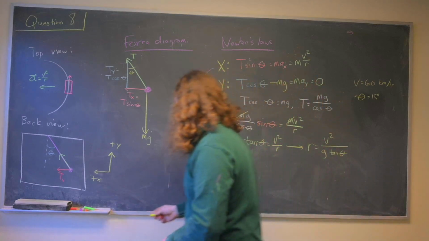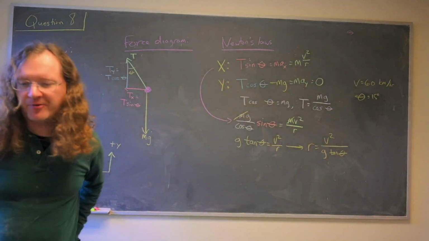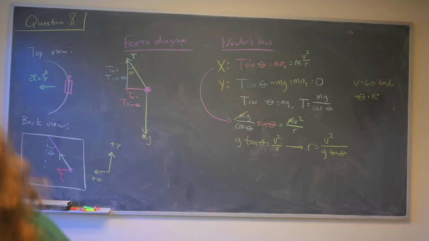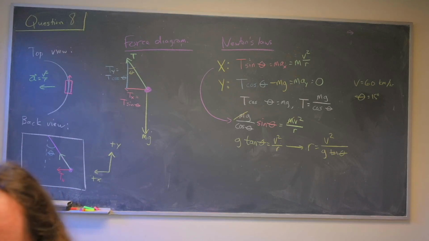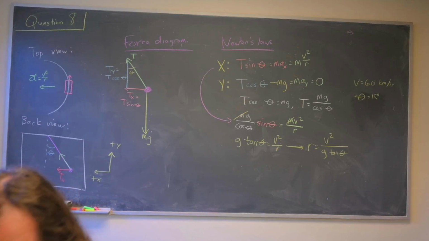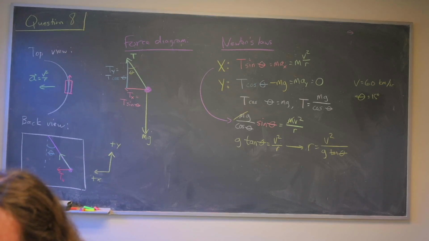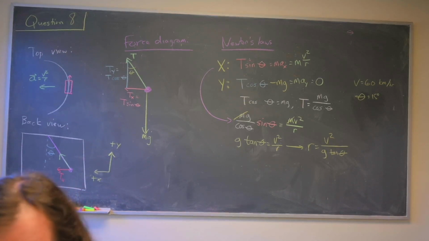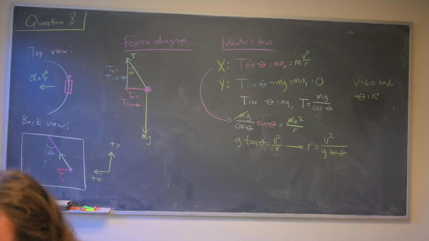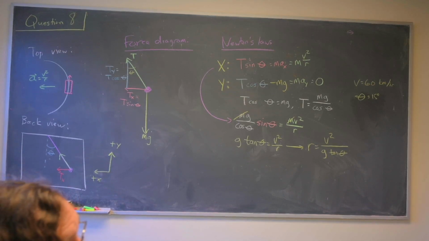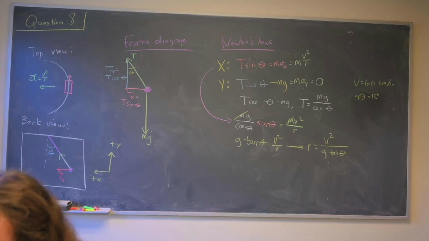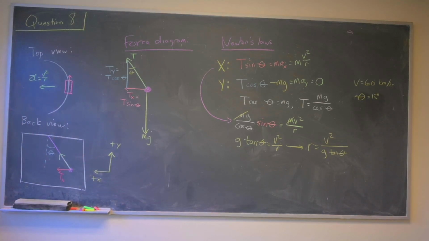And I'm going to go back to my laptop. I'm going to wipe the chalk dust off of my hands so I don't break it. And then I'm going to do some Google calculator work to find this. So we want 60 kilometers per hour squared divided by the quantity 10 meters per second squared times the tangent of 15 degrees. And that gives us 104 meters.